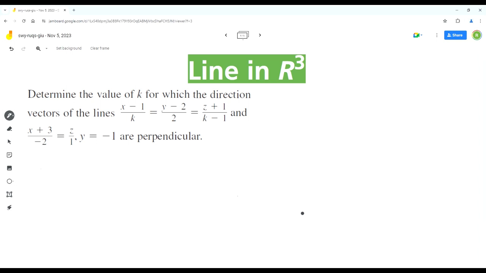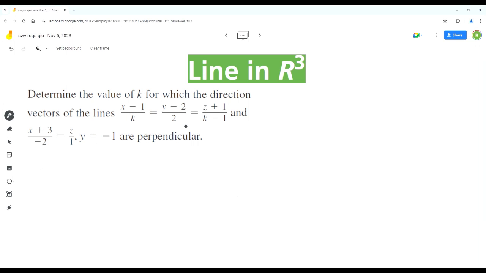So in this video, we'll solve this problem using the concepts of lines in R3. As per the problem, determine the value of k for which the direction vectors of the lines are perpendicular. So we have to find the value of k for which the direction vectors of these two lines are perpendicular. These two equations are given to us in symmetric form.